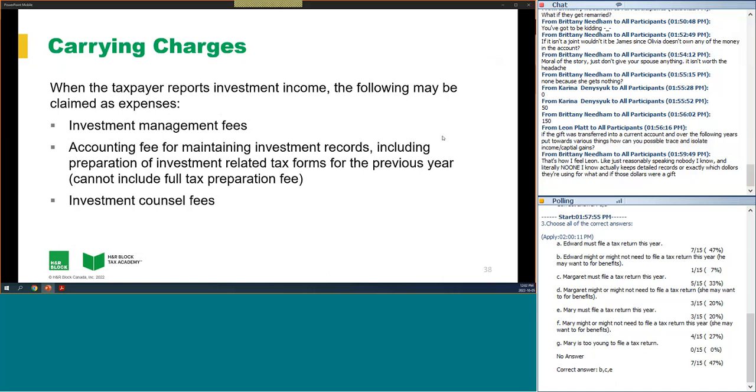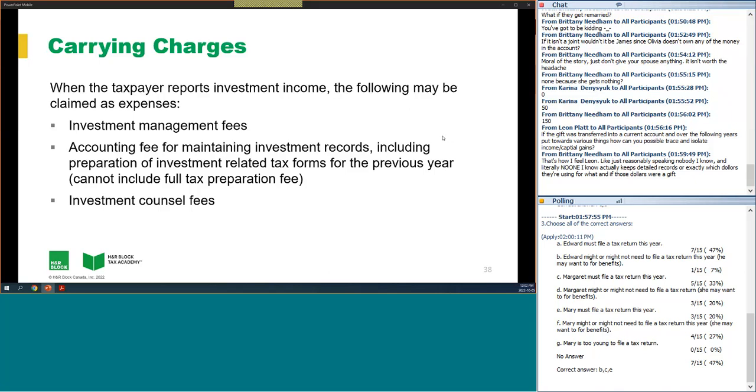Accounting fees for maintaining investment records, including the preparation of investment-related tax forms, but you can't include the full tax prep fee. Most places don't give you a breakdown, which means you can't do it. And it really only counts if you have very complicated, very specific investments. The average person is not going to be able to claim their accounting fees. Investment counsel fees means you are paying someone specifically to give you advice for your investment. Okay. You can claim interest. We'll talk about interest as well.